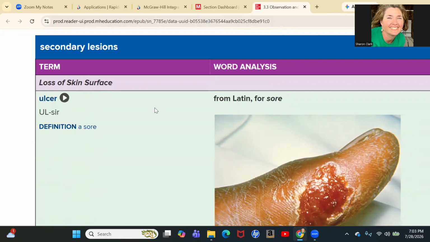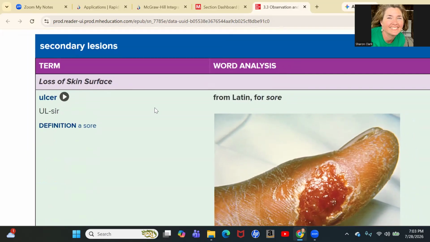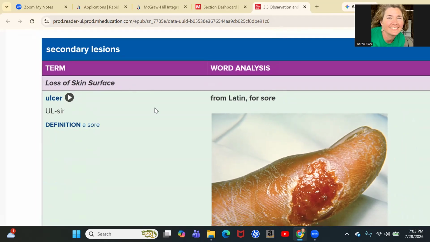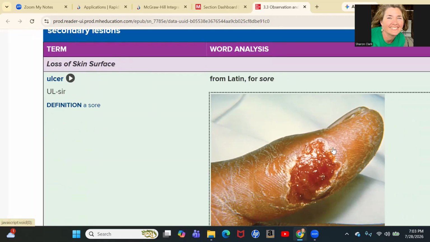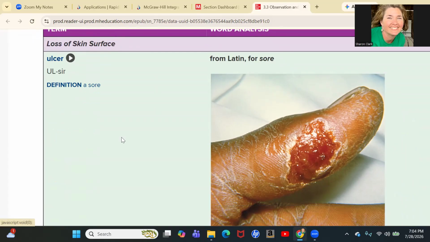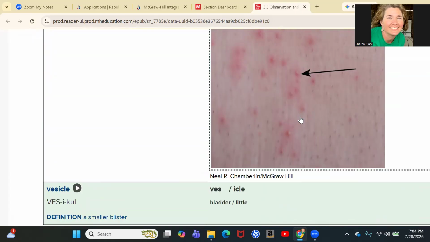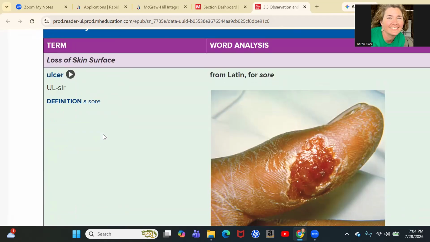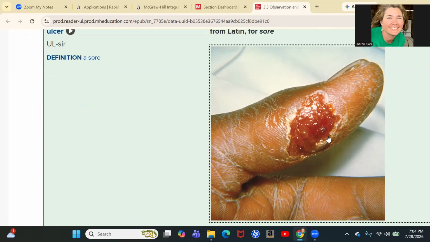Some more serious or secondary skin lesions, the ones that can become very serious. You have ulcers, which are sores. These up here are usually the epidermal layer. When you get down into these different scales and crusts and different types of vascular lesions, you're getting down into the dermal layer of the skin.